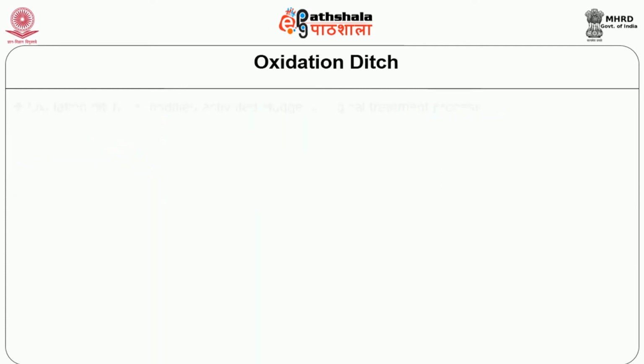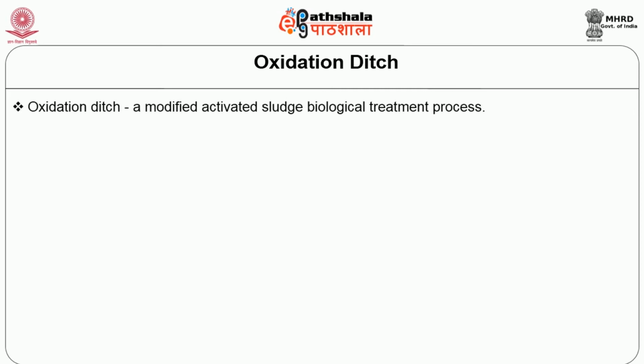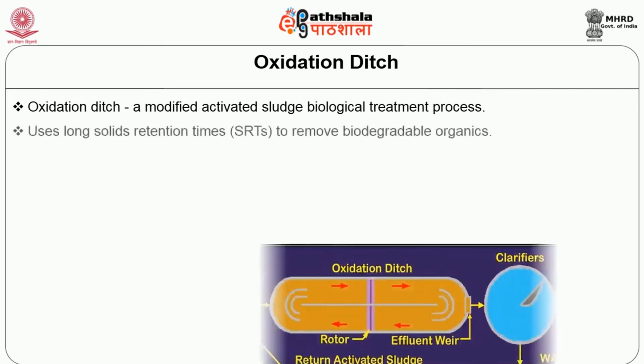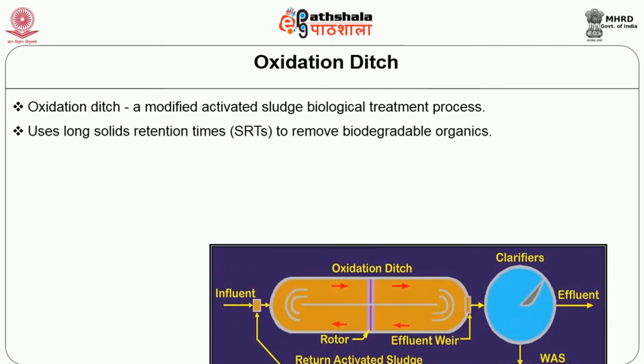Next, we are going to talk about the next aerobic process, called the oxidation ditch. What is an oxidation ditch? It is a modified activated sludge biological treatment process that uses long solids retention times, in short called SRTs, to remove biodegradable organics. It consists of a long channel of an elliptical or circular shaped equipment.